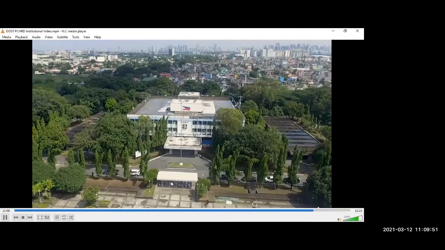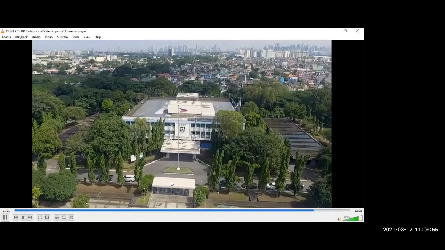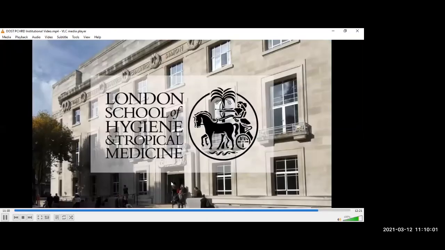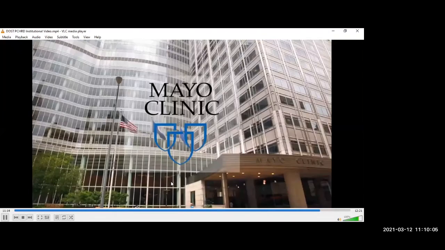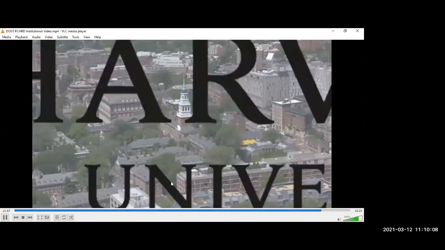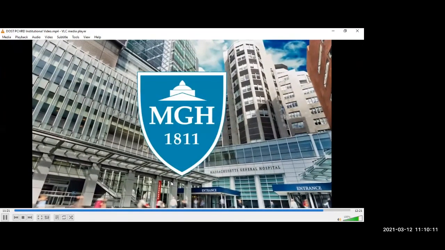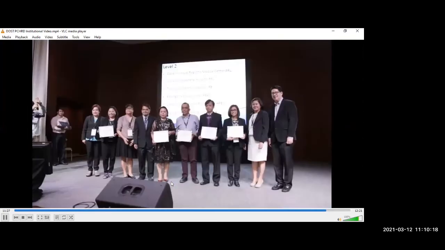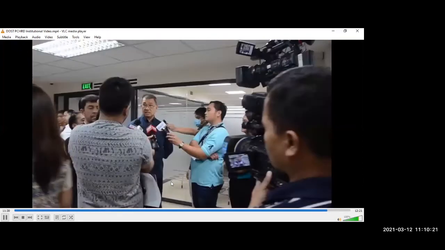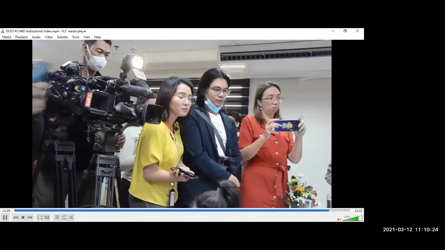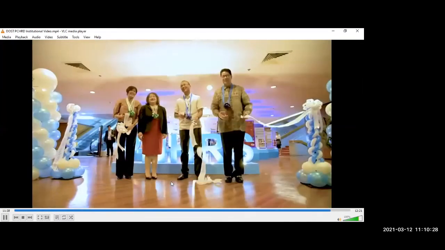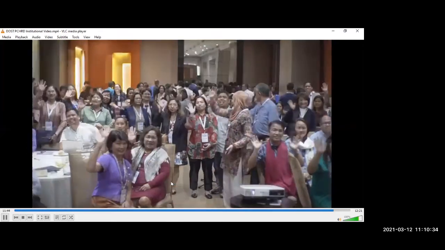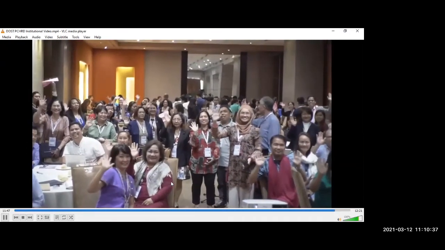The Council also has partnerships with some of the world's leading research institutions, such as the United States National Institutes of Health, the London School of Hygiene and Tropical Medicine, Mayo Clinic, Harvard University, and Massachusetts General Hospital, among others. What sustains a health research system is communication. With this in mind, the Council maximizes the use of traditional and new media. Partnership is employed as a strategic approach. Partnership with media, partnership with the regional consortium's communication teams, and partnership with everyone who shares the Council's vision.